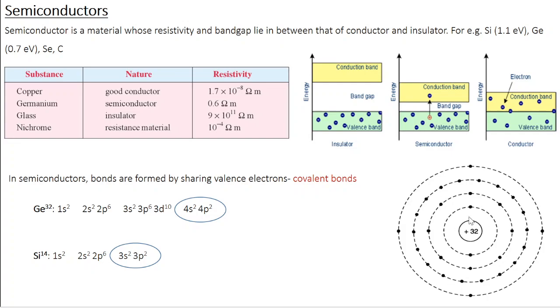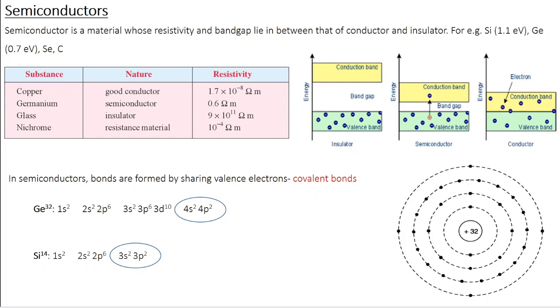So if you look at the shells, the innermost shell has 2 electrons, and the second shell has 2 plus 6, 8 electrons. Then you have 2 plus 6 plus 10, 18 electrons, and the outermost shell, the valence shell, has 4 electrons, 2 s electrons and 2 p electrons. So it has 4 valence electrons. In the same way, silicon has an atomic number of 14. Once again, the valence shell has 4 electrons.